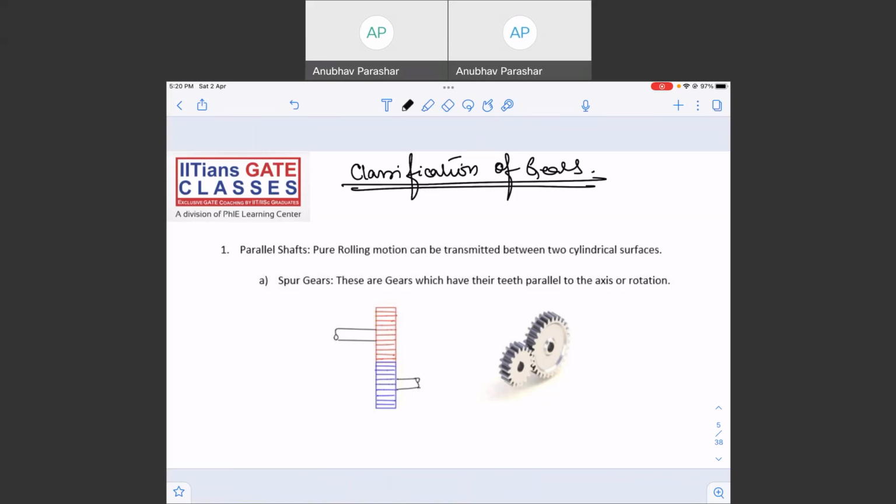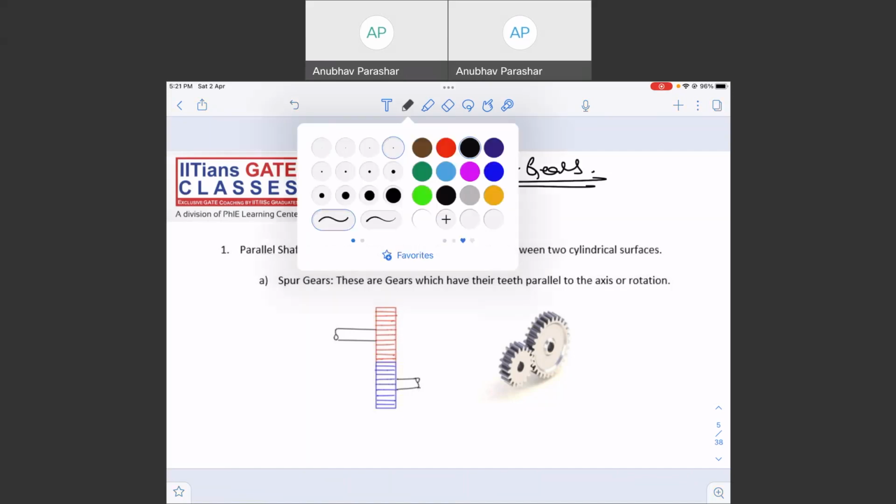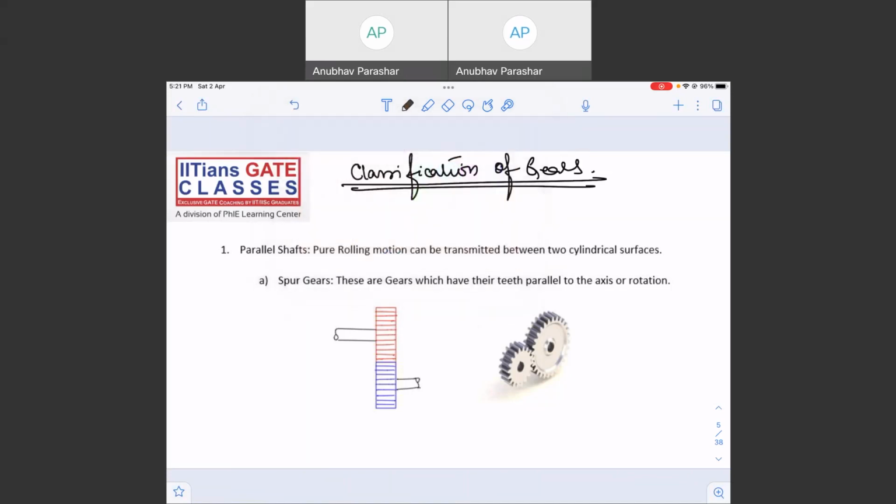The first type of classification is based on the types of shafts, or you can say the arrangement of the two shafts, because when we are using gears, the gears will transfer power from one shaft to the other. So on the basis of how the shafts are arranged, we can classify gears, and that is exactly what we are going to study right now.